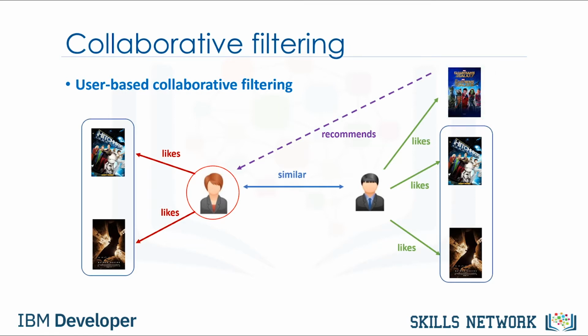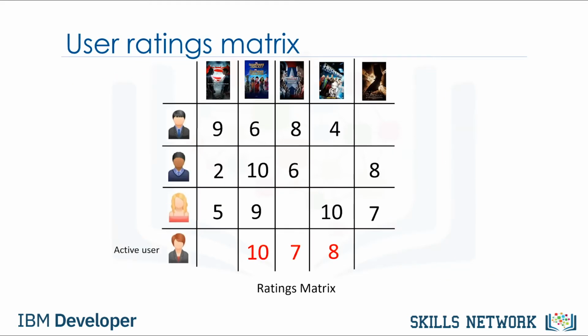Now, let's dive into the algorithm to see how all of this works. Assume that we have a simple user item matrix, which shows the ratings of 4 users for 5 different movies. Let's also assume that our active user has watched and rated 3 out of these 5 movies. Let's find out which of the 2 movies that our active user hasn't watched should be recommended to her.